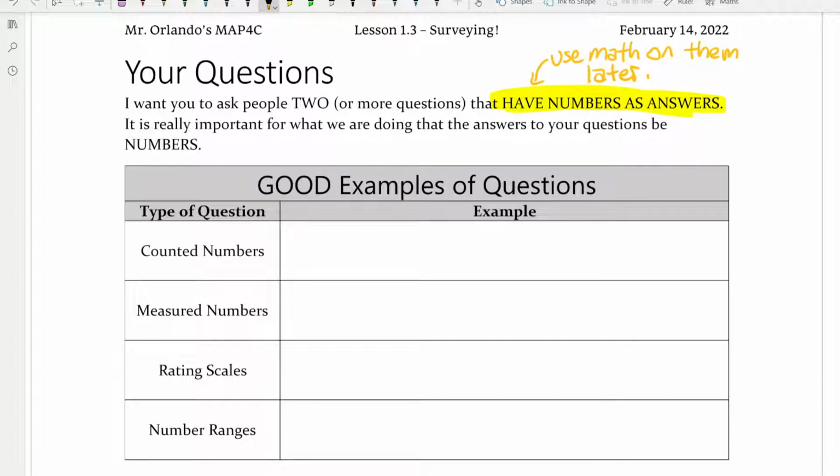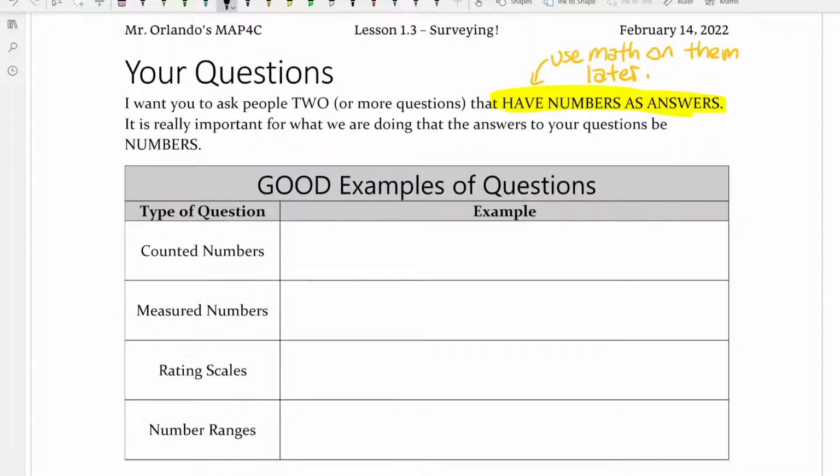By the way, not impossible. We'll talk about that. People don't have to answer with numbers for us to do math, but it's easier to do math if you get them to answer in numbers. So look here. There's nothing wrong with making a survey where the answers aren't numbers. You'll do that all the time in life. That's a really reasonable thing to do. But for this class, for math class, I want the answers to be numbers.